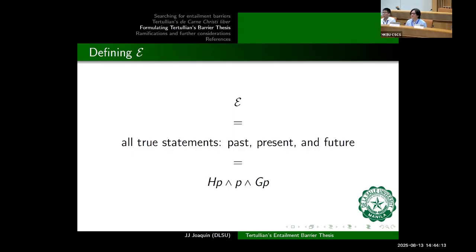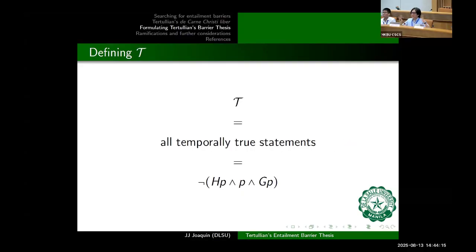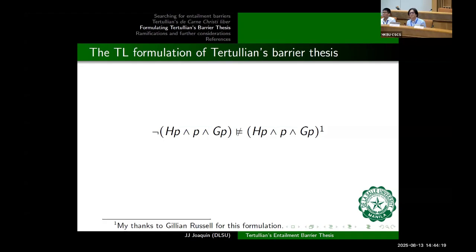And temporality will be something like this, all temporally true statements. So therefore, here's the formulation of the barrier thesis. You can't have true statements about the past, present, future from contingent or temporal statements.